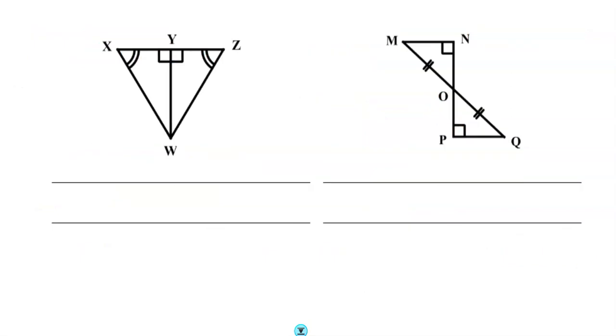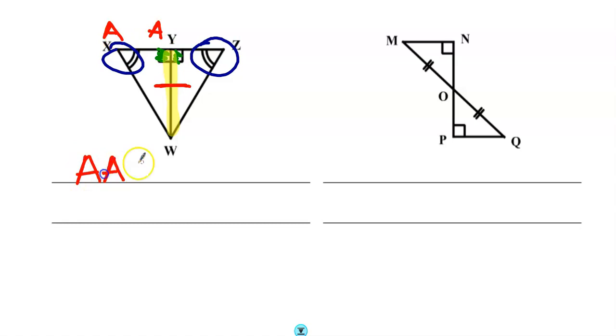So I want you guys to try this one. So what do we have? So I have 2 angles, and I have this angle. So right now I only have angle. But what did we learn about when they share a side? They share a side, I can say that it's reflexive. What does that mean? That they're the same. So I have angle, side. Now write down that triangle congruent statement.